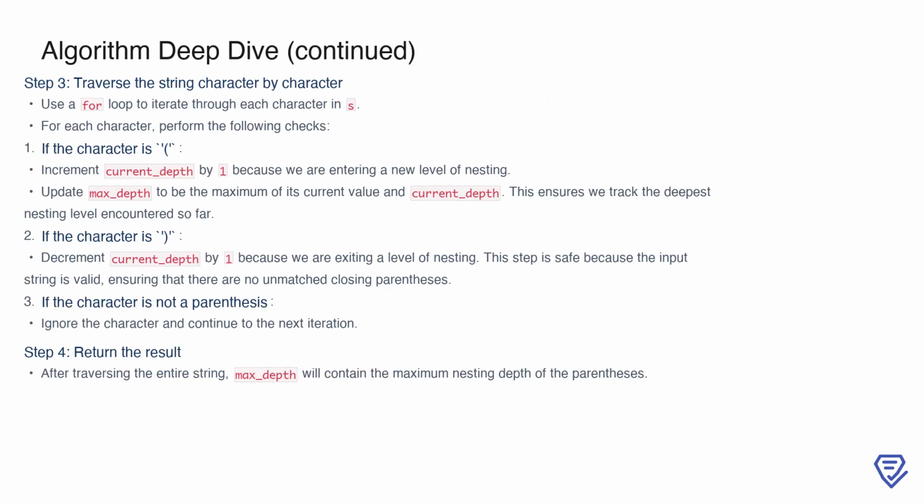Now, to find the maximum nesting depth, we traverse the string character by character. Using a for loop, we inspect each character in S and perform specific actions based on its type. If the character is an opening parenthesis, we increment the current_depth by 1, since we are entering a new level of nesting. At this point, we also update max_depth to ensure it reflects the highest depth encountered so far.